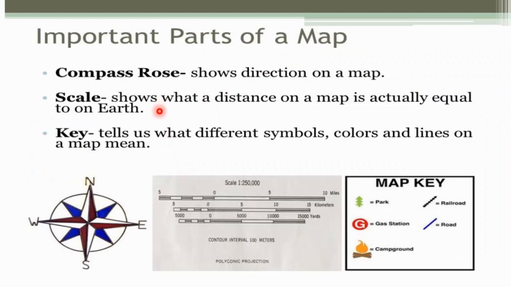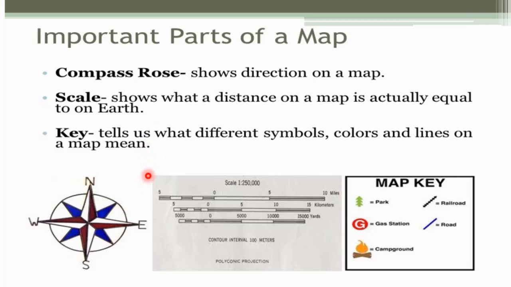Now the next is compass rose or compass directions. Compass direction simply shows the direction on a map. There are 4 major directions, as we all know: east, west, north and south. These are called cardinal directions.